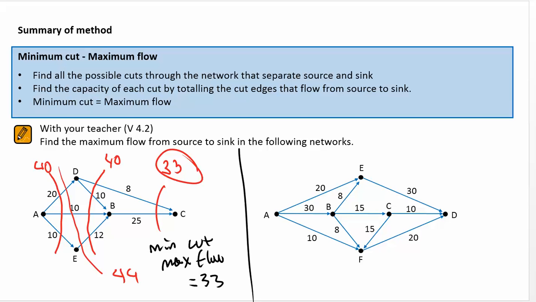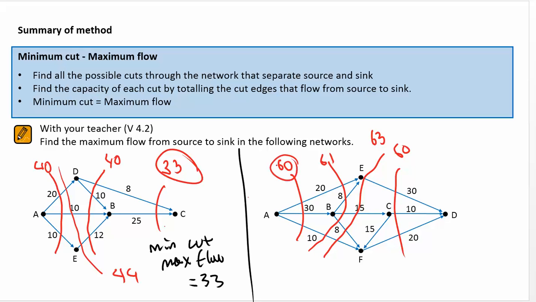In the next instance, I'll just make 3 or 4 cuts to illustrate the point. 60 there, 60 there. What have I got? 18, 33, 63. I could fiddle around with some other cuts. 61, but it looks like the minimum cut and hence the maximum flow in this instance is going to be 60.